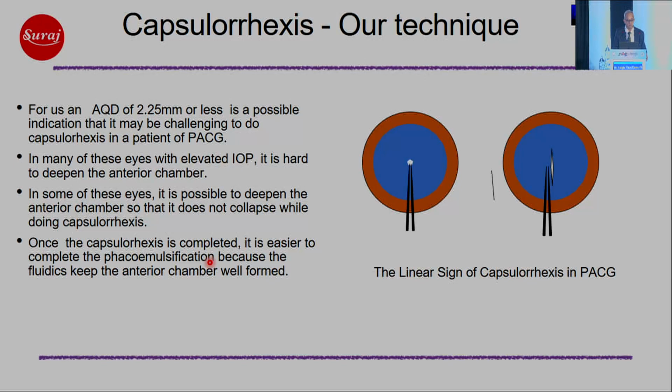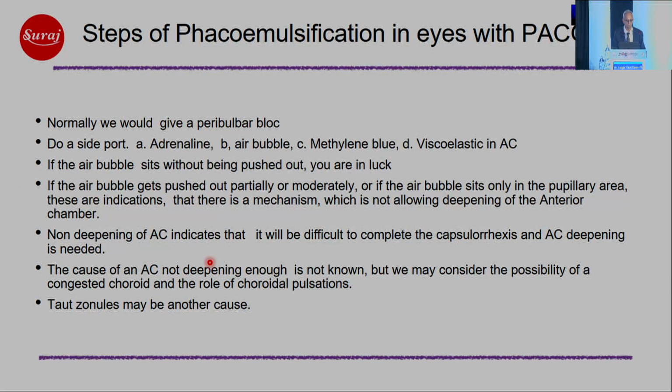Therefore, it is very important that we deepen the anterior chamber in such a patient before proceeding any further. Once you do the capsulorhexis, the fluidics of the current phacoemulsification machines are excellent and will allow you to do safe phacoemulsification. So normally we would give a peribulbar block. We do a side port and we put in adrenaline, we put an air bubble, the blue dye, the viscoelastic, and if the air bubble sits without being pushed out, you're in luck. It really is an indication that things are going to be all right.